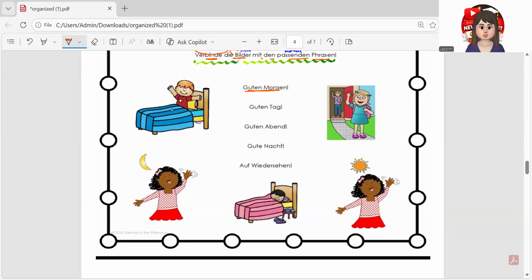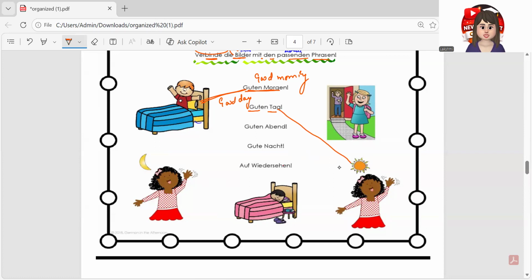Now you can see the boy is standing, waking up. So this photo matches with Guten Morgen. And I hope you all remember the meaning of Guten Morgen: good morning. Next is Guten Tag. Guten Tag is called good day. Now let's see which picture matches with good day. Yeah, this one. The sun is shining. Yes, absolutely, you assumed right.